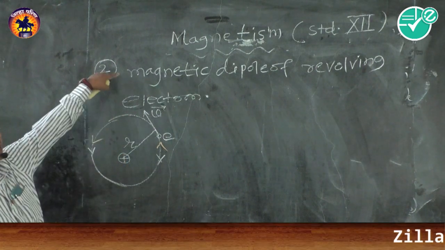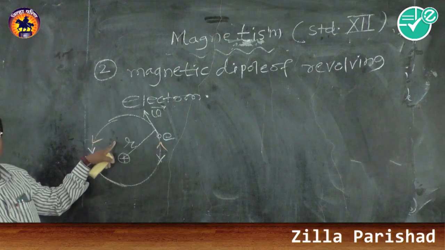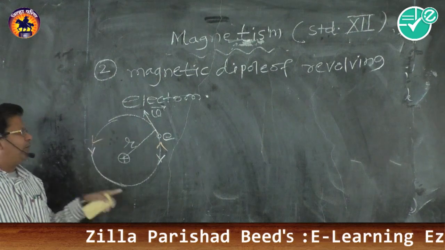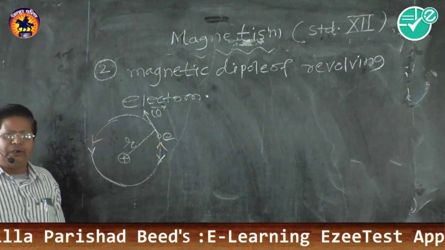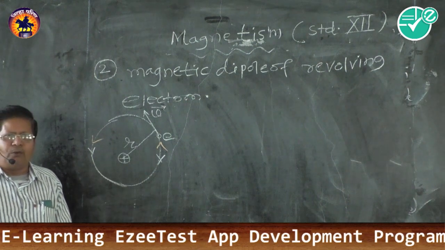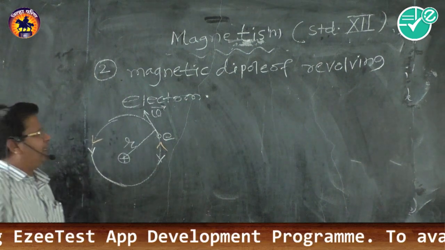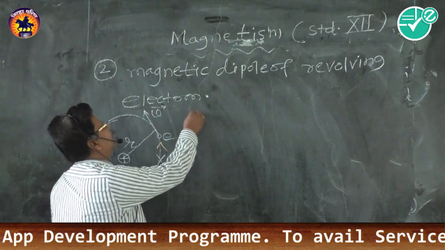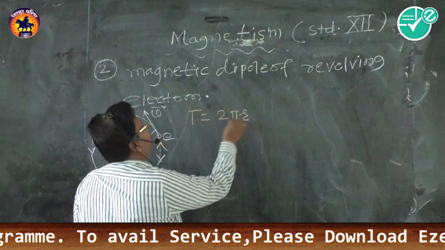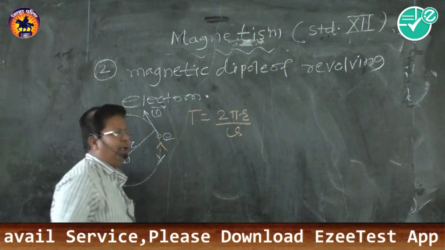To find the magnetic dipole moment of such a revolving electron, we know that as the electron is revolving around the positively charged nucleus, it is a uniform circular motion. In case of uniform circular motion, the period is given by T is equal to 2 pi r divided by v.